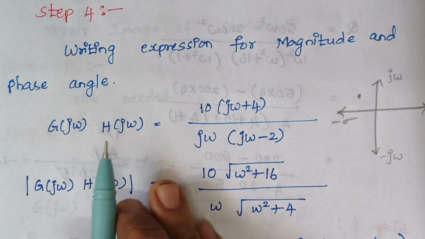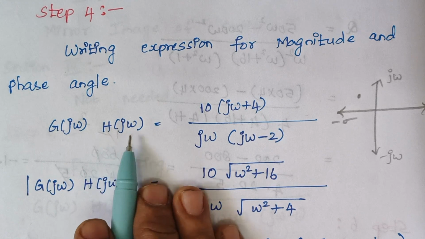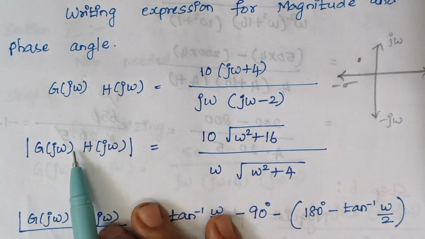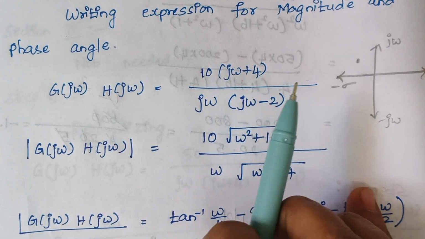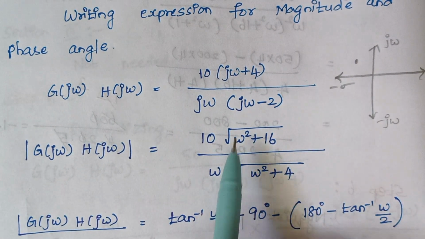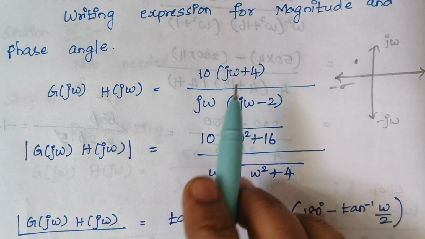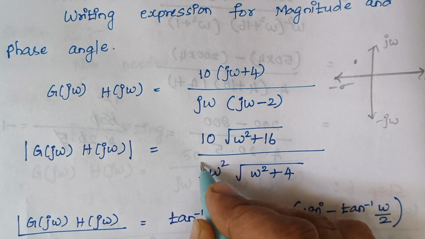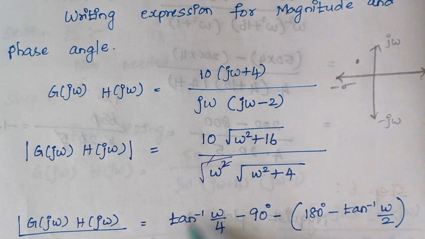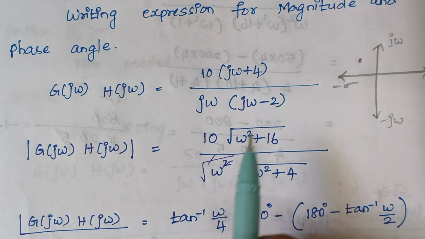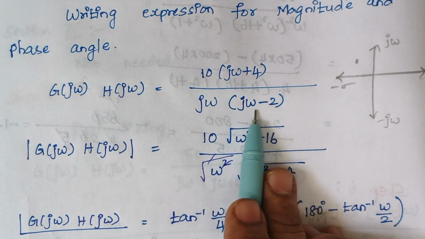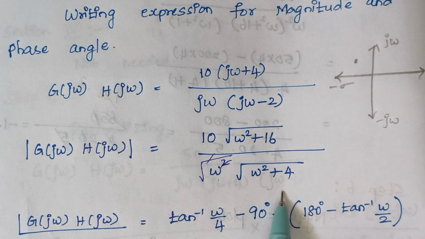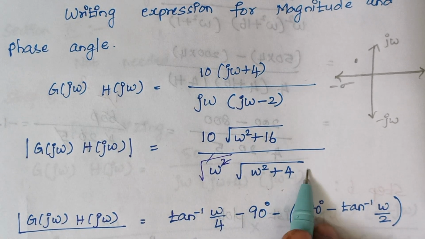So in the given problem, just replace s by j omega. We are having an expression like this. The expression for magnitude is nothing but we have to square the elements as well as take the square root. So here omega square plus 4 square, and here omega again, when you square this and take the square root, these two cancel each other and simply we will be having omega. And finally here, omega square plus minus 2 the whole square gives you omega square plus 4. So the magnitude expression is this.